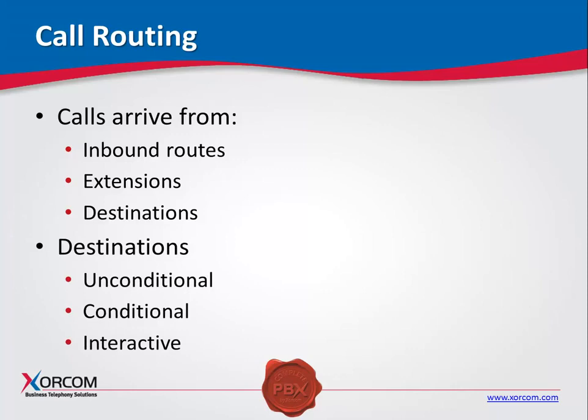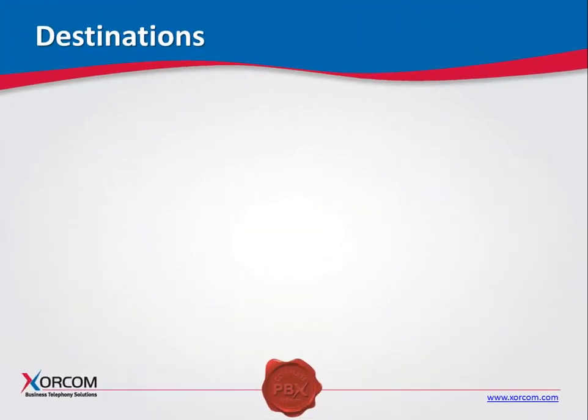unconditional, where you have no control whatsoever about how the call gets to a destination; conditional, where you have some control over how the call reaches a specific destination; interactive, where the caller can determine the destination in real time, such as when using an IVR, also known as auto attendant. Now let's look at the different types of destinations that can be defined in CompletePBX. We've listed them in alphabetical order.